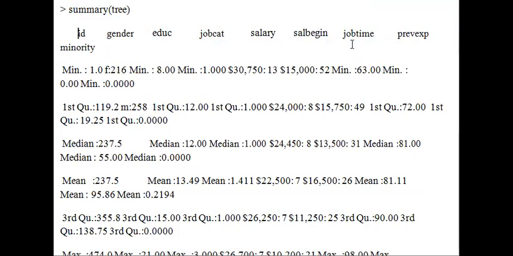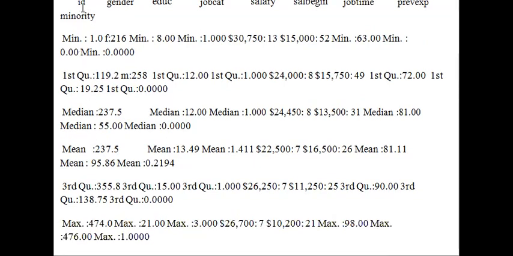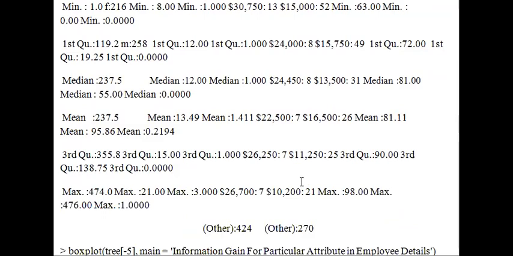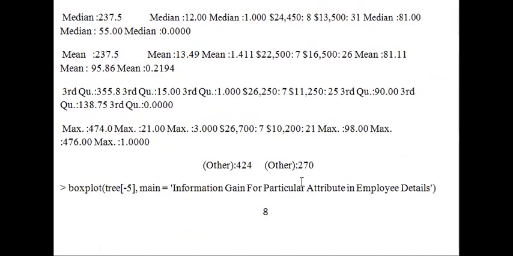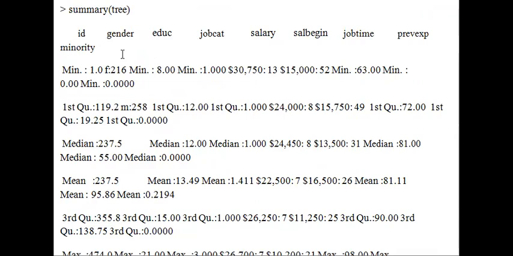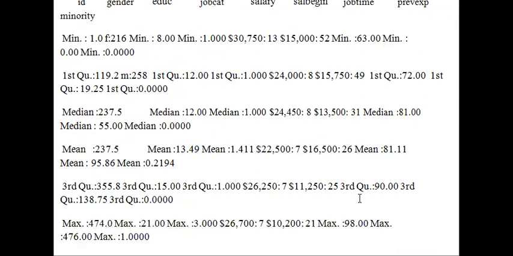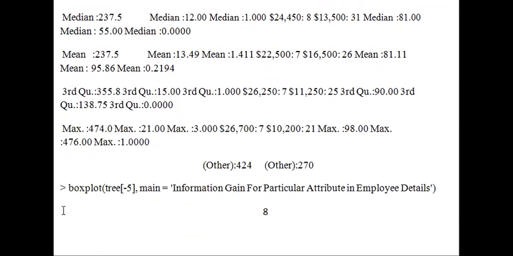So these are the data set items. We have to get the information gain of each attribute. So this is the value for the corresponding attribute based on that: ID, gender, education, job category, salary, salary begins, job time, previous experience and minority. These are the attributes.